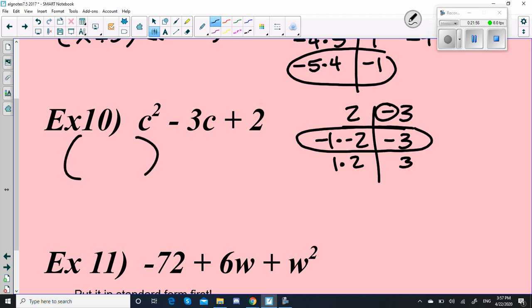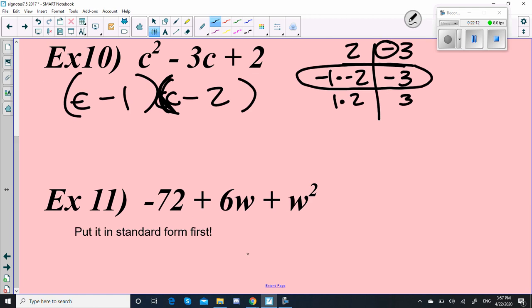Okay, so in my parentheses, I'm going to put C and C, and then negative 1 behind the C, and negative 2 behind the C. Let's scoot that C up a little. That looks funny. There we go. That's my answer. All right, number 11.